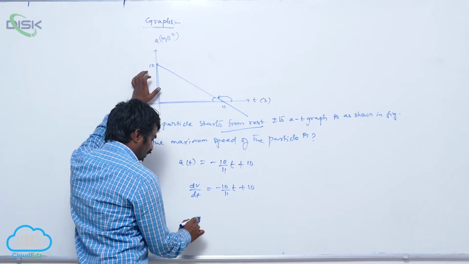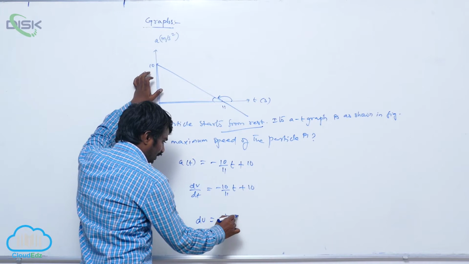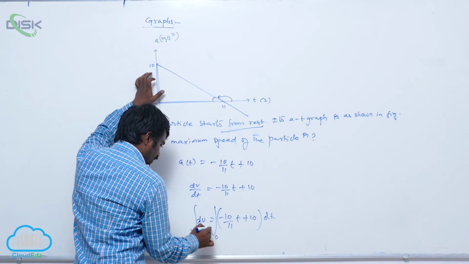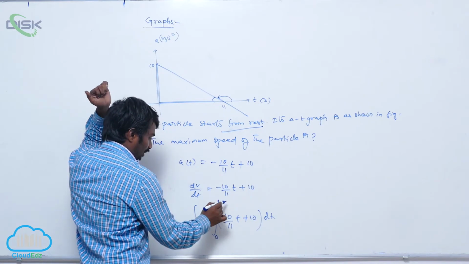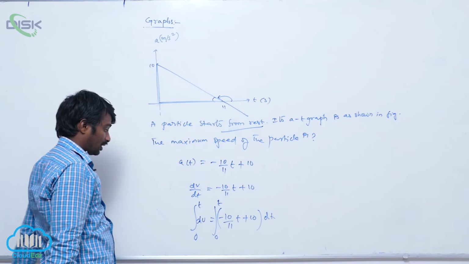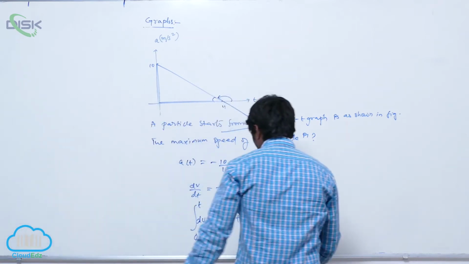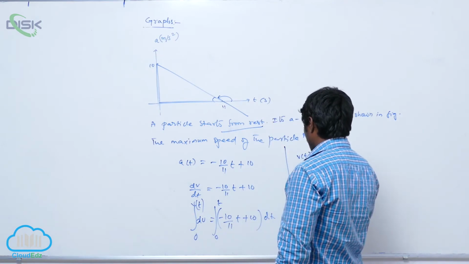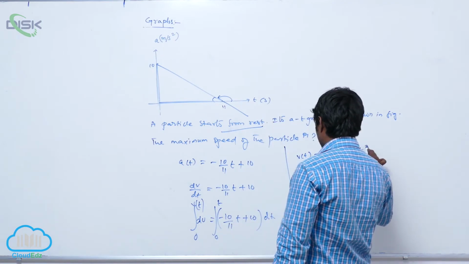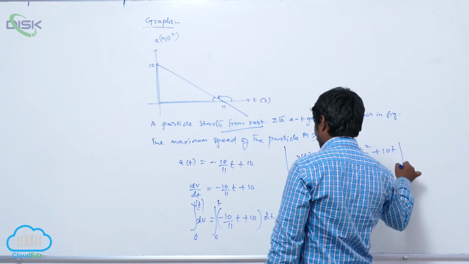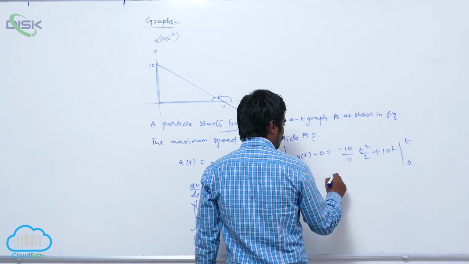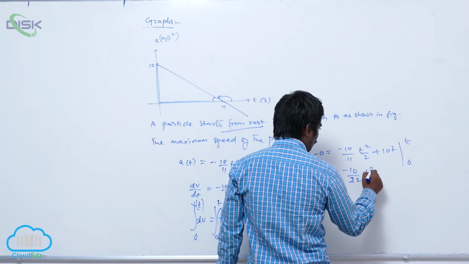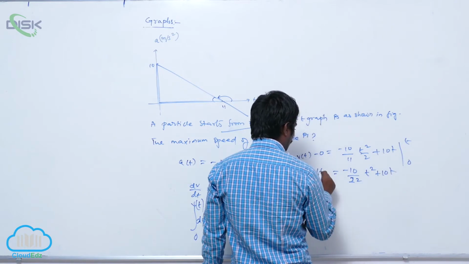Okay, now dv is equal to minus 10 by 11 t plus 10 into dt, from 0 seconds, 0 velocity, to t seconds, velocity as a function of time t you will be getting. Now V of t minus 0 is equal to minus 10 by 11 t square by 2 plus 10 t from 0 to t. So the second term will be 0. So minus 10 by 22 t square plus 10 t is equal to V of t.